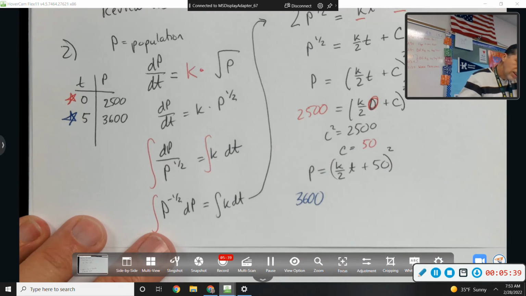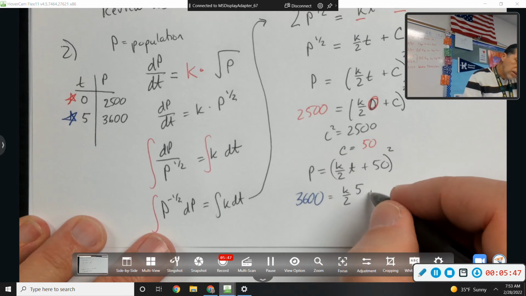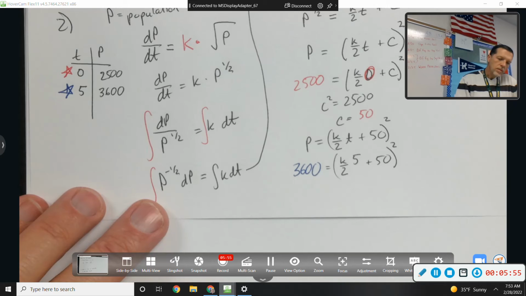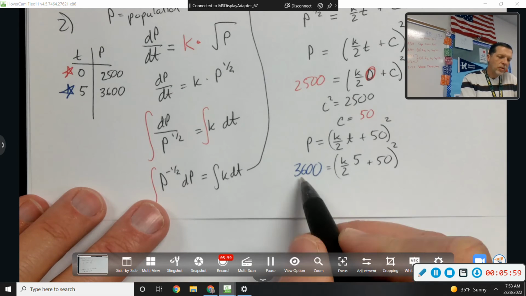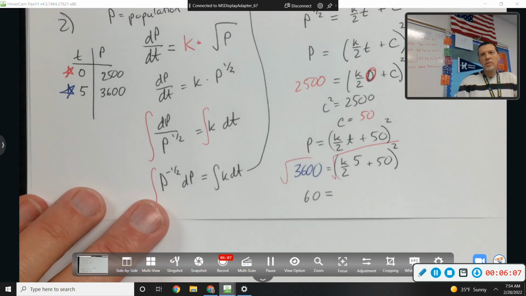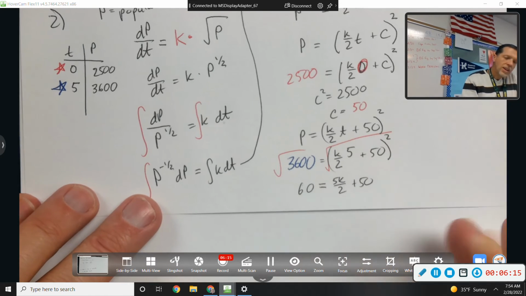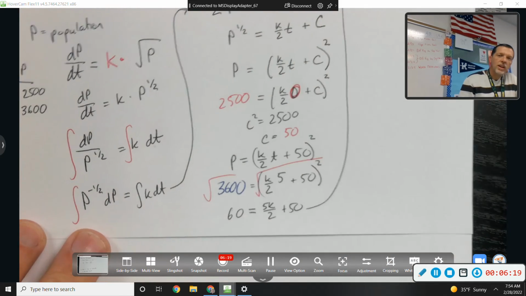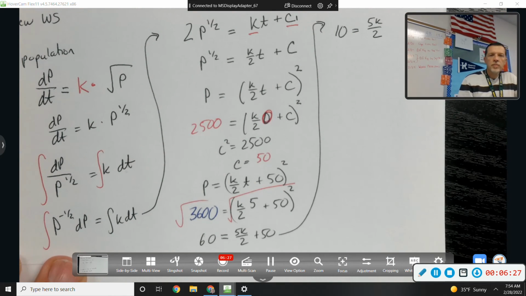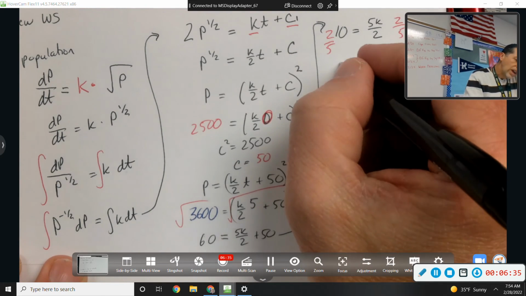Population is 3600 equals (k over 2 times 5 plus 50) squared. Well, it's not as bad as it looks, because if I square root both sides, the square root of 3600 is 60. So they sort of rigged this problem to work out okay for us. 60 equals 5k over 2 plus 50. So subtract 50 from both sides. Multiply by 2/5. And so k is equal to 4.